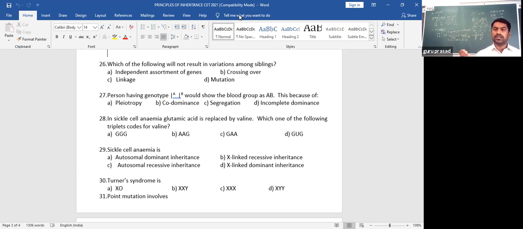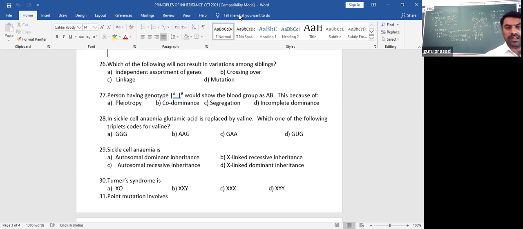Crossing over, when two genes cross each other, there is a formation of a new genotype, that is, recombination happens. So it also results in variation. Whenever sudden changes happen, it also results in variation. So linkage, simply when two genes come across each other but crossing over has not taken place, at that time two siblings appear similar to each other. So linkage is the answer.